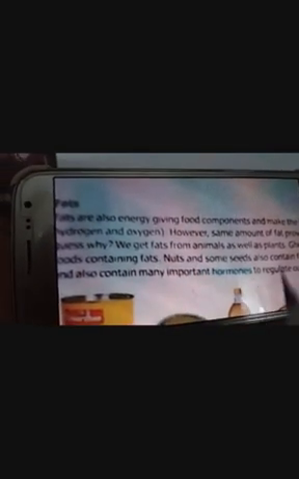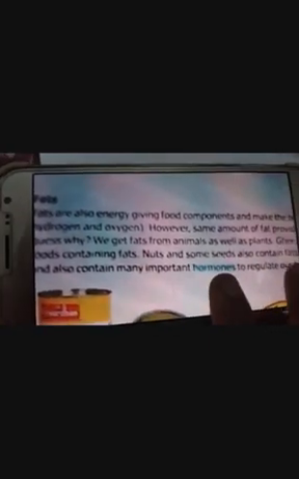Now the other nutrient is fat. Besides protein and carbohydrate, the other important nutrient is fat. It also gives us energy, and carbohydrate also gives us energy. But the same amount of fat provides more energy than carbohydrate. If we take the same amount of fat, it gives more energy than carbohydrate.